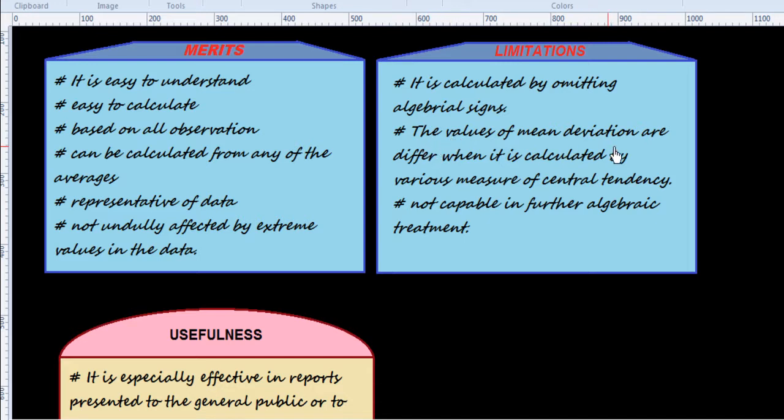The values of the mean deviation differ when it is calculated by different measures of central tendency. In the example we have taken, it was a normal distribution, so we got all the values the same: mean, median, mod. Basically the mean, median and mod do not come the same in skewed data, so we get different deviations there. It is also not capable of further algebraic treatment, because we are ignoring the signs.